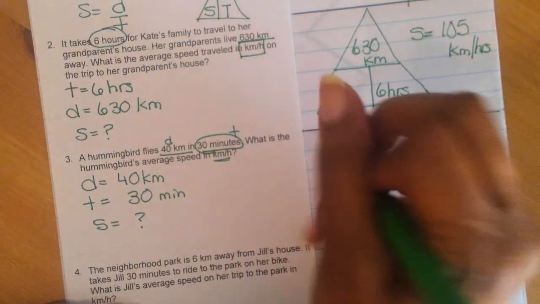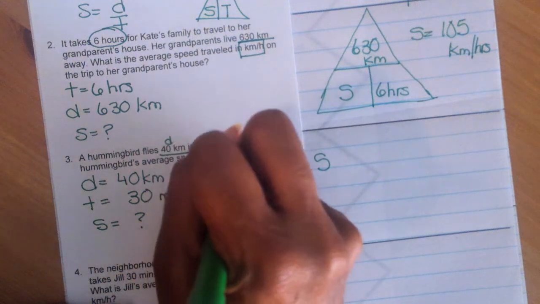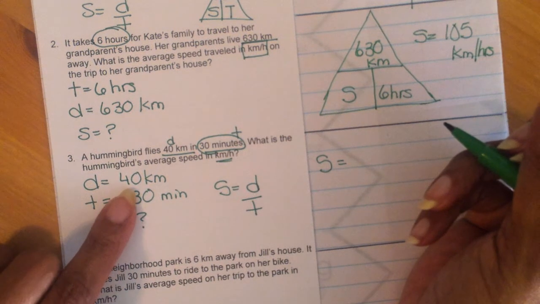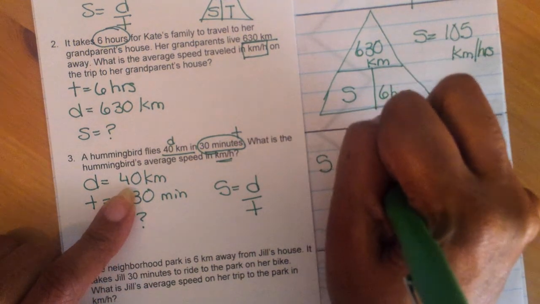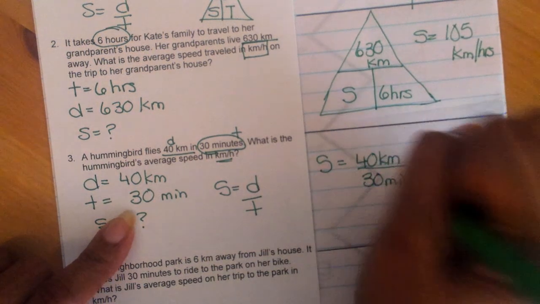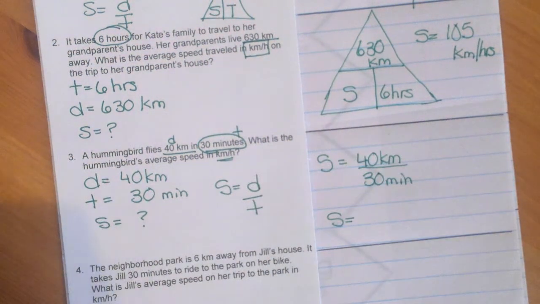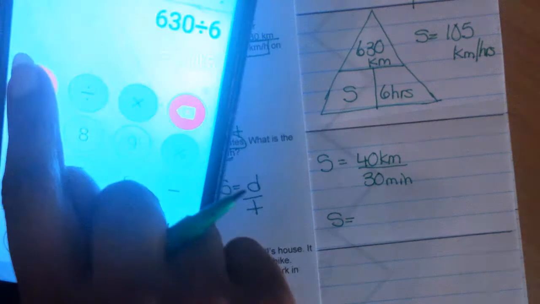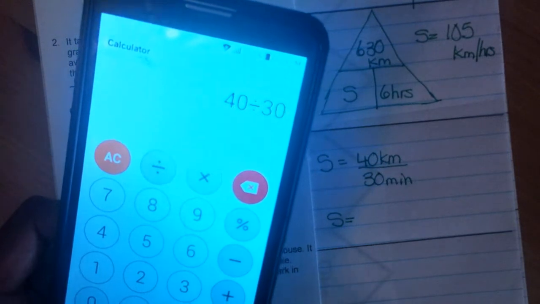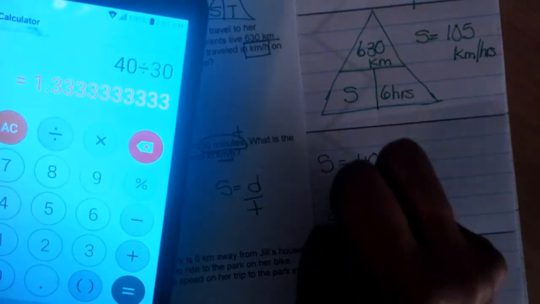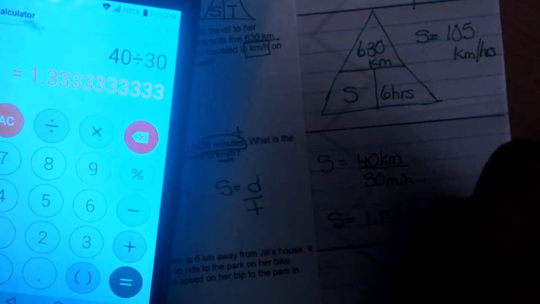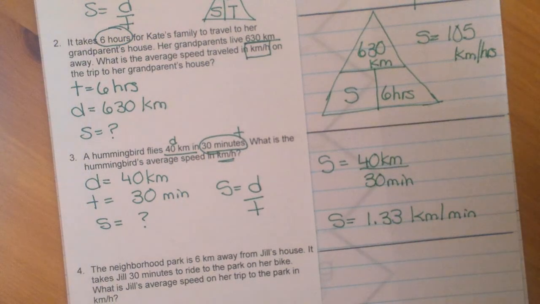Okay, so we're going to come over here. So we're going to write out our formula. Speed is distance divided by time. So let's plug in our numbers. Our distance is 40 kilometers divided by your time, which is 30 minutes. Okay. So let's put these numbers into the calculator. So 40 divided by 30 is 1.33 kilometers per minute.